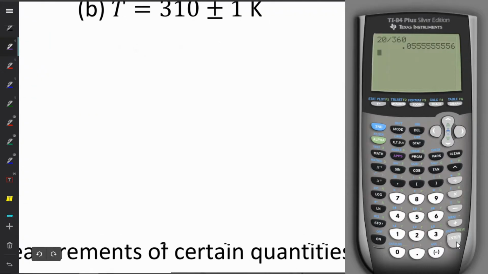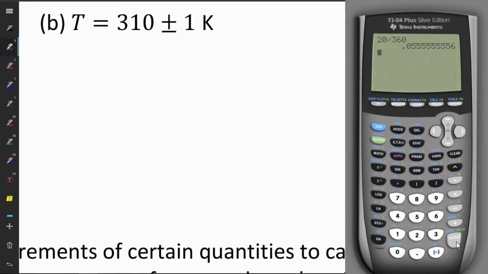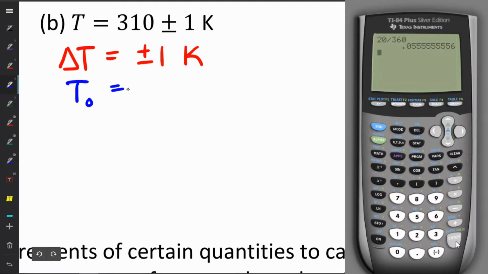Let's do the next one. This is a measurement of temperature. Temperature is 310 plus or minus 1 Kelvin. That's human body temperature, by the way. Well, our absolute error in the temperature was just plus or minus 1 Kelvin. The best estimate of the temperature was 310 Kelvin.